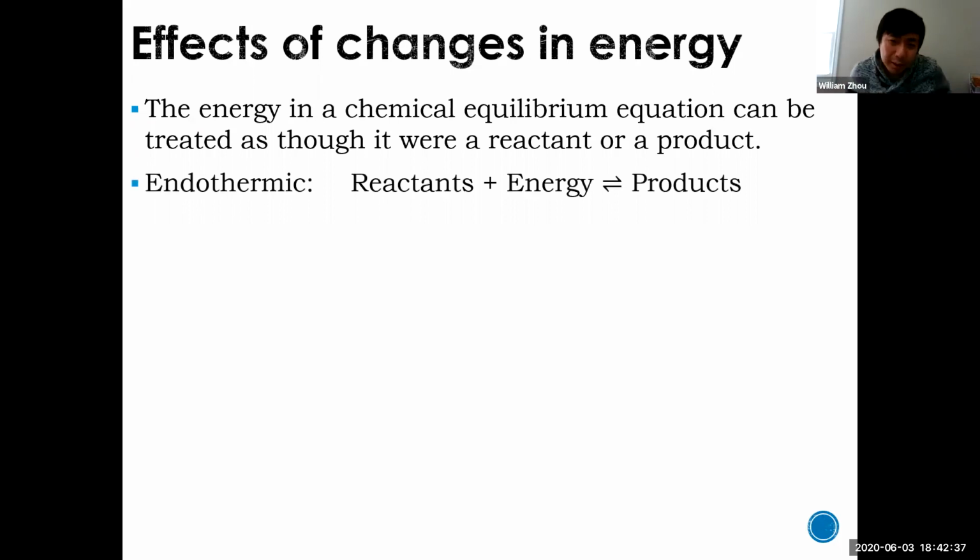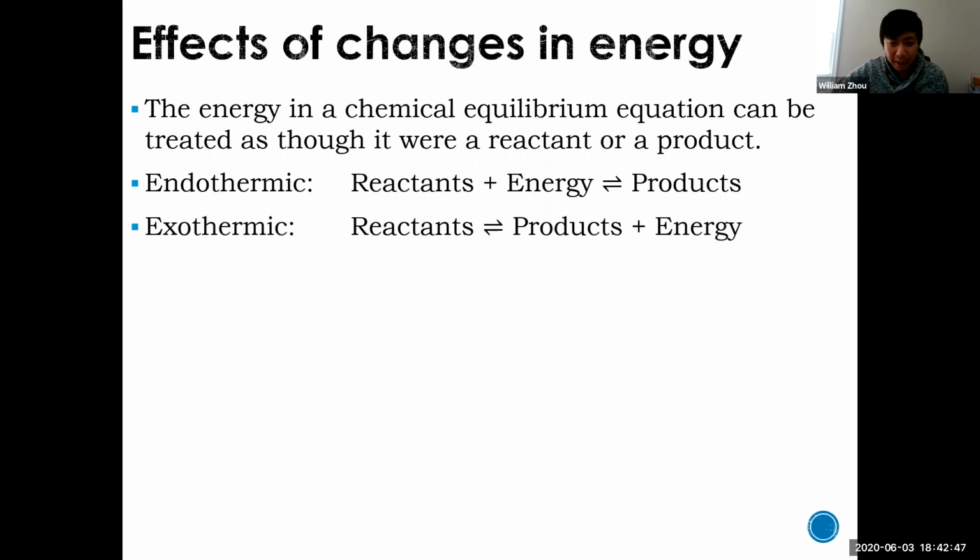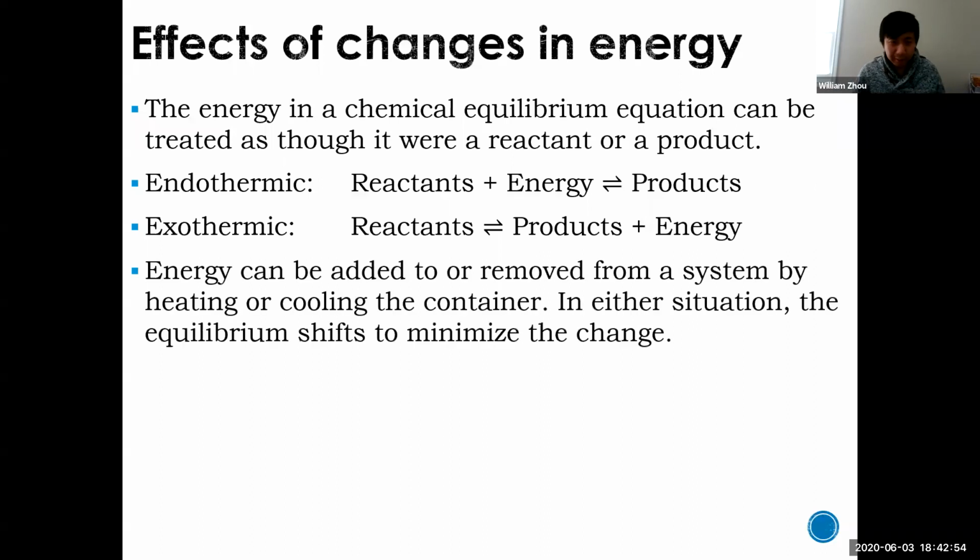So endothermic, you would have the reactants plus energy to give you the products. Okay, you need to consume energy in the reactant to get to the product, hence endothermic. Exothermic, you have the reactant releasing energy as a product with the products. Okay, so please make sure you know that. Now, you can add or remove energy from a system simply by heating or cooling the system. If you heat the system, you input energy. If you cool the system, you remove energy.